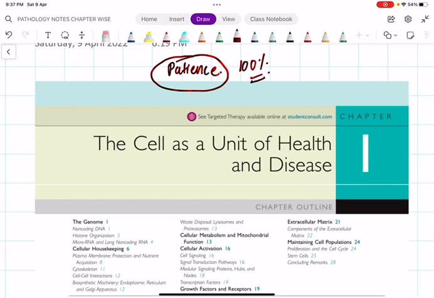So for each chapter I will be uploading videos regarding what are the important points you have to focus on, how you should prepare for the MCQs, everything, each and every point, whether it is a practical exam or a theory exam, we are going to focus through this video.